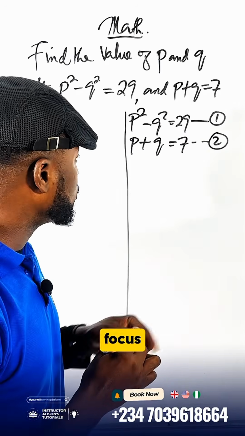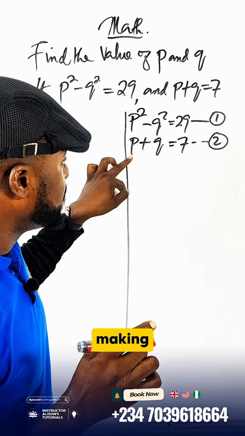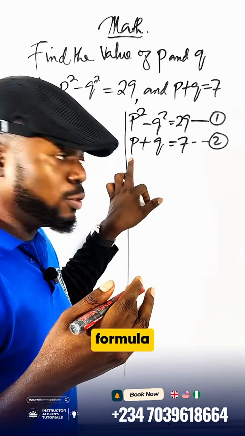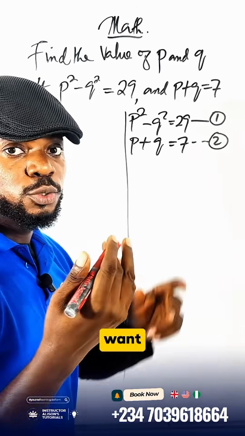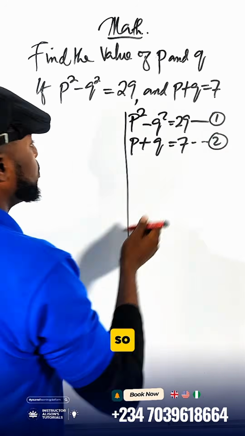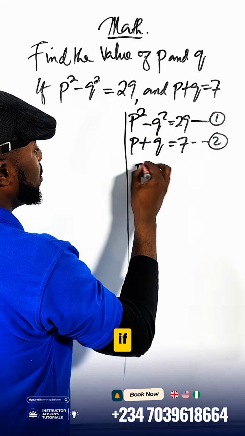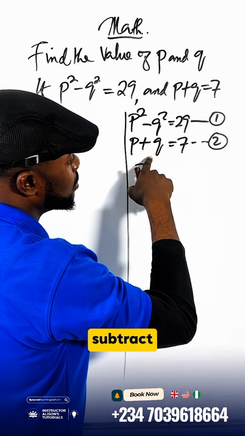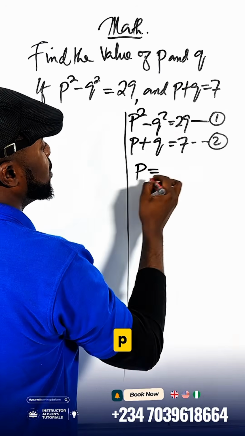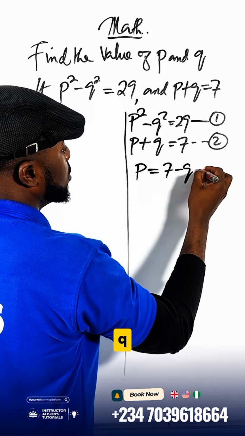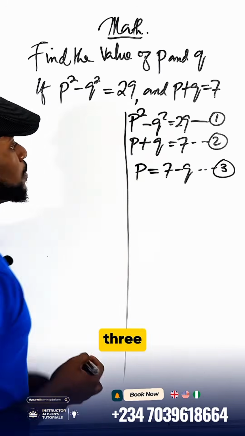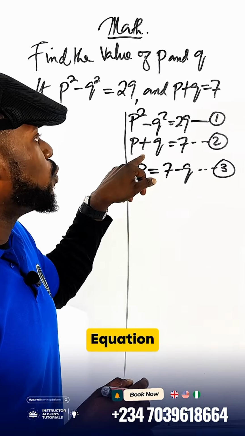So I want to focus on equation 2 first by making P the subject of the formula. You could as well make Q the subject if you want to. You can just try with anything. But I would like to use P first. So if I want to make this P, I have to subtract Q from both sides. So I have P equal to 7 minus Q. This is my equation 3. So I got this equation 3 from equation 2 alone.